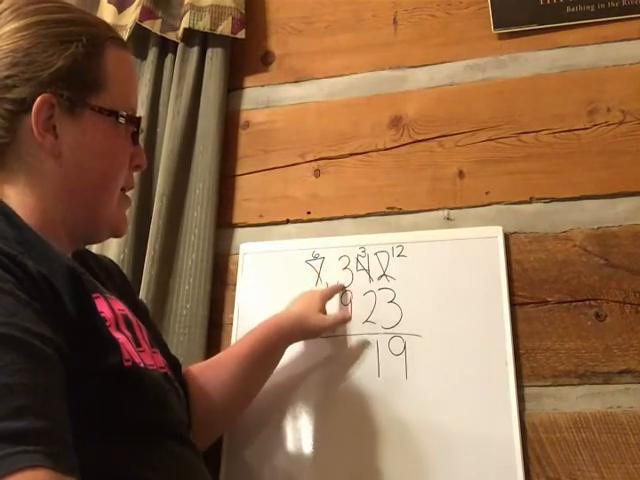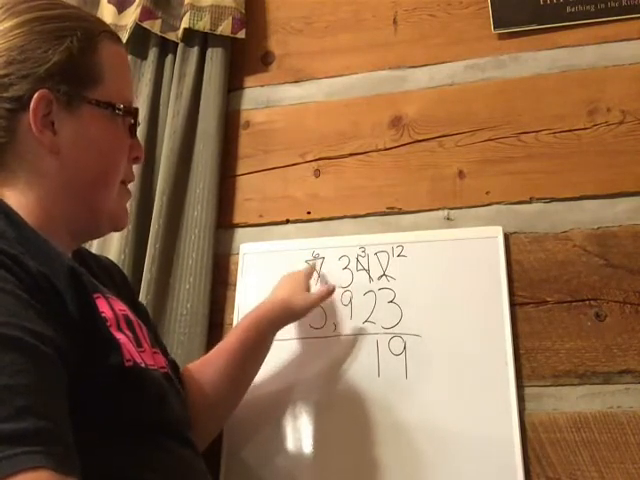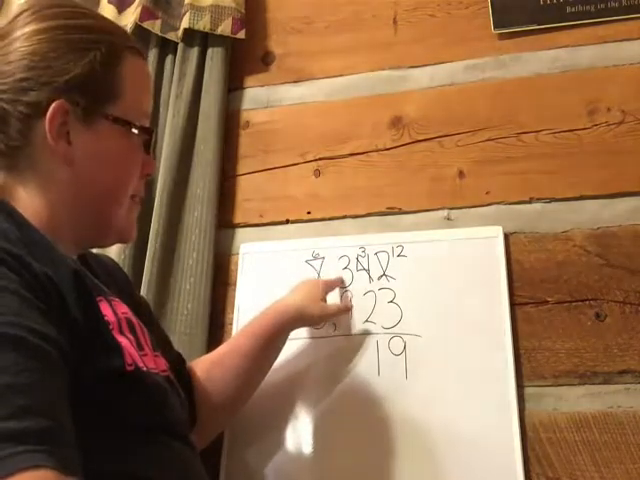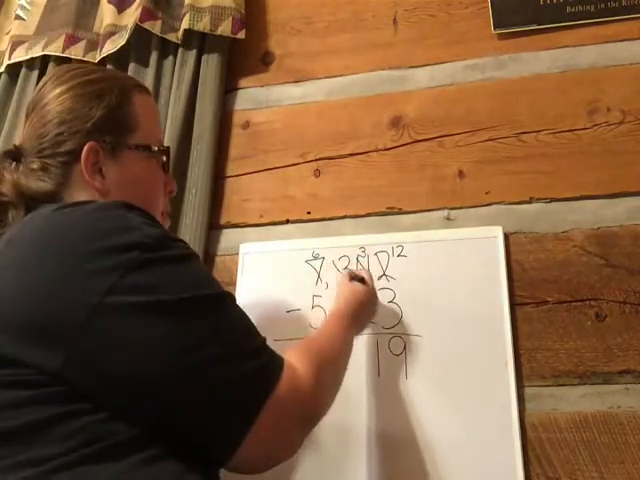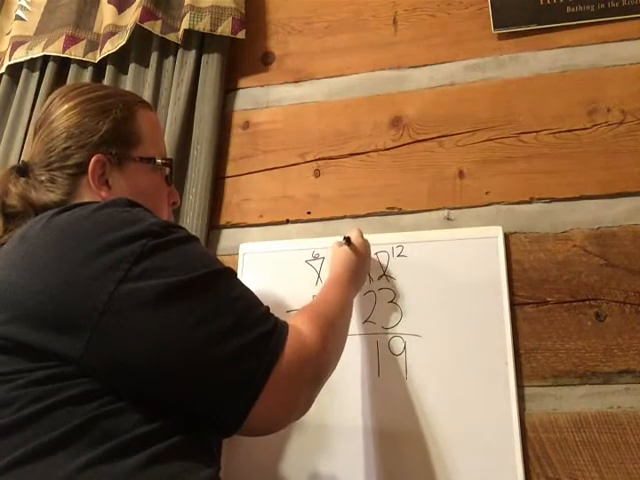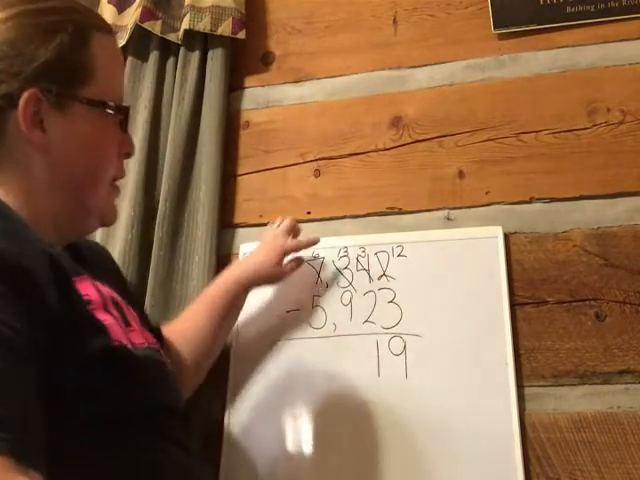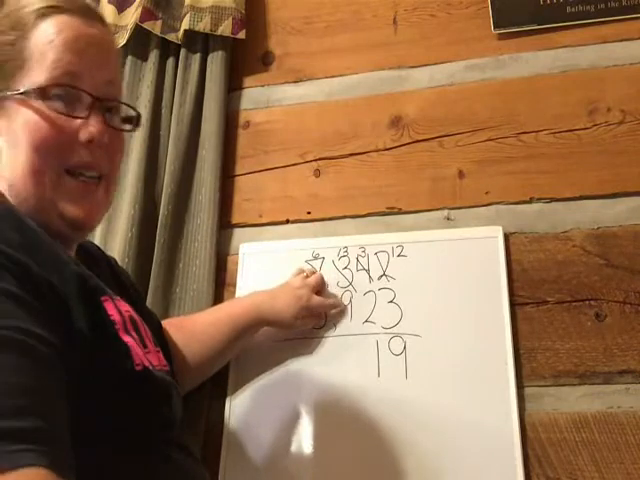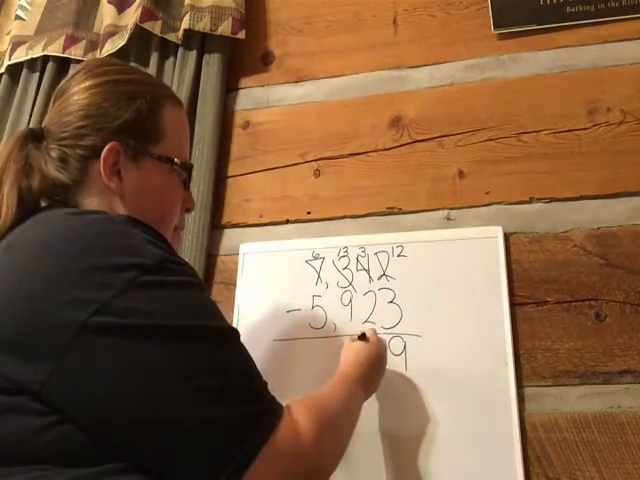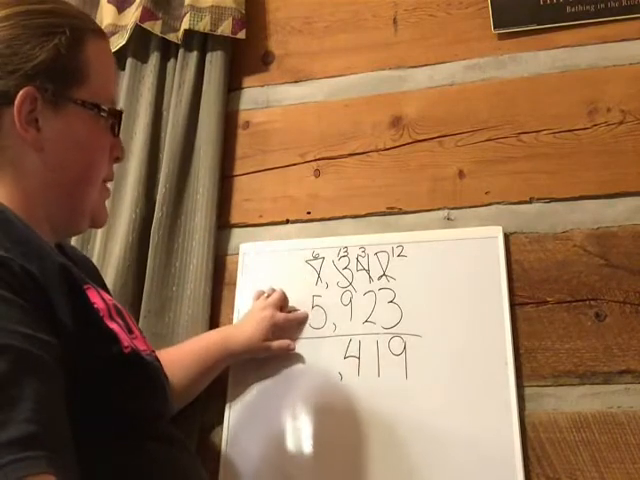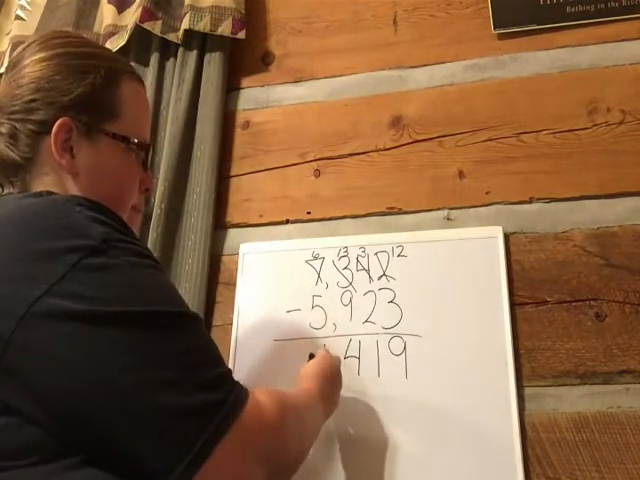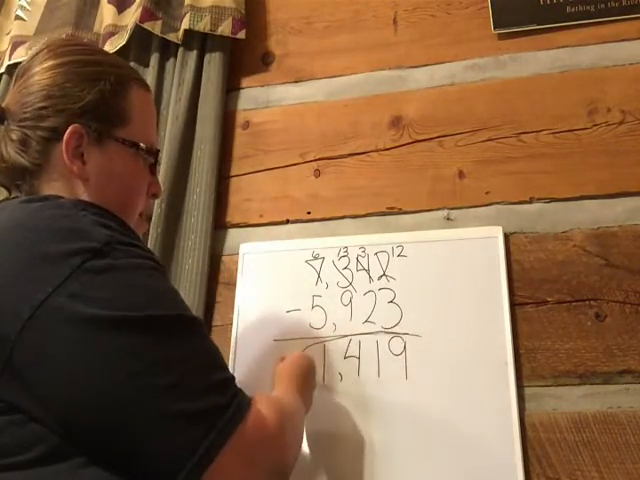So we've got 3. We borrowed some from over here. That place is 10 times bigger than this one. So we're going to have 10 plus the 3 that's already there. So we're going to have 13 here. Now we have 13 minus 9, and that is one we can do. 13 minus 9 is 4. And we have 6 minus 5, which is 1. And that should be our final answer there.